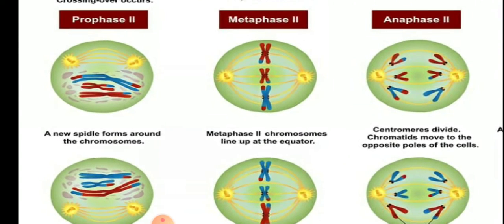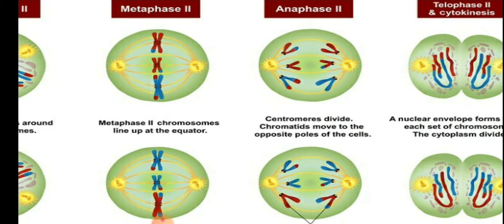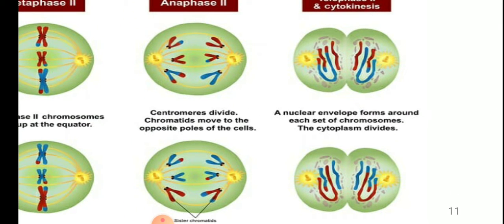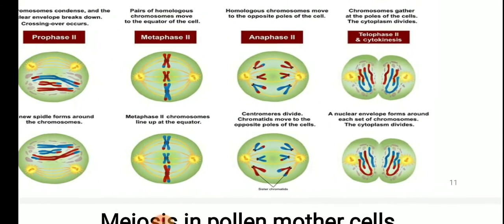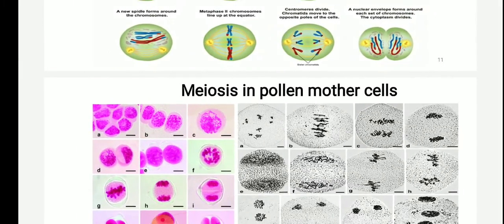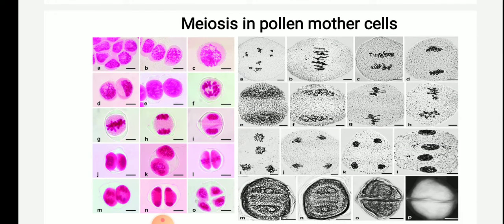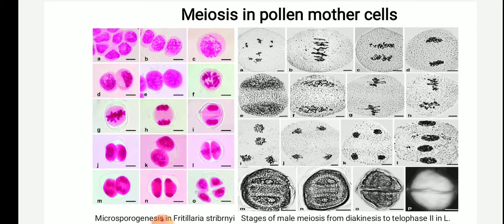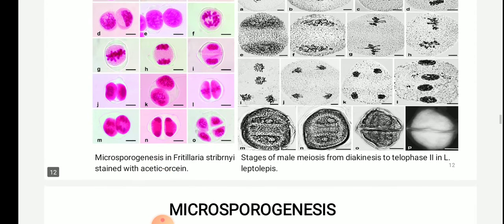In prophase 2, a new spindle forms around the chromosomes. In metaphase 2, the chromosomes line up at the equator. In anaphase 2, the centromeres divide and chromatids move to the opposite poles of the cells. In telophase 2 and cytokinesis, a nuclear envelope forms around each set of chromosomes and the cytoplasm divides. So this is the photograph of the meiosis happening in the fritillaria type of plant, and in lily plant you can see all the different stages of meiosis, meiosis 1, meiosis 2 in a beautiful way.